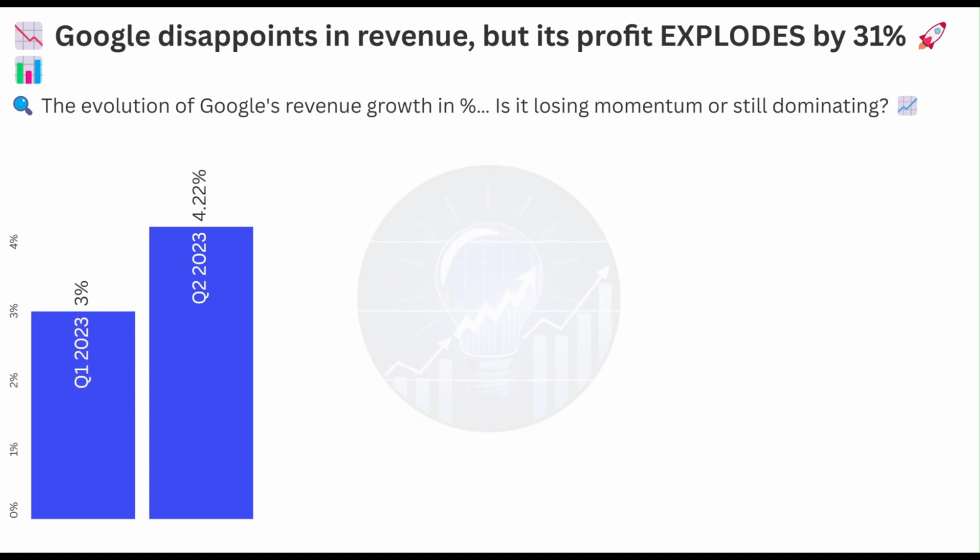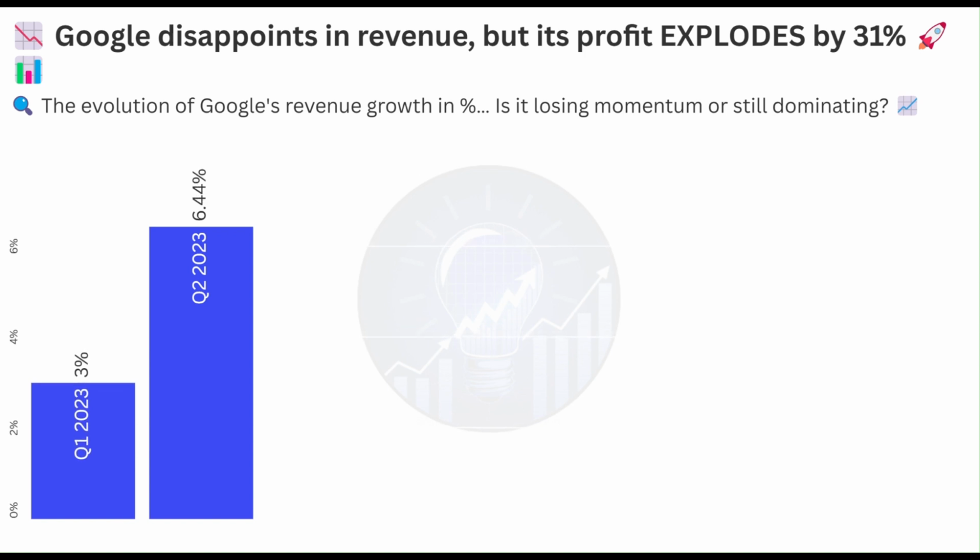Now, let's take a look at the dynamic chart to see how Alphabet's revenues have evolved over recent quarters. As you can see, the company has experienced steady growth, although with some fluctuations. This type of visual representation helps us better understand growth cycles and periods of slowdown.